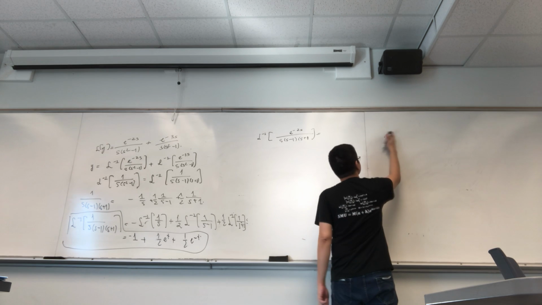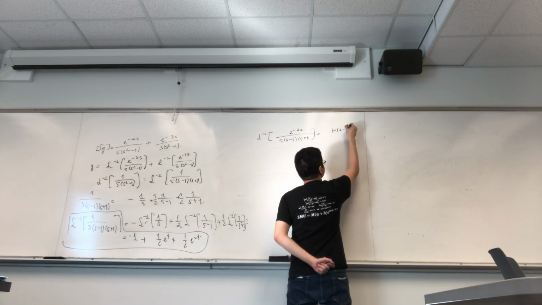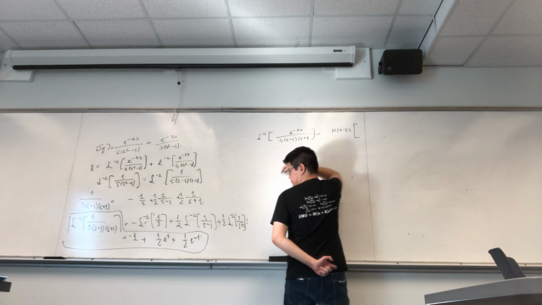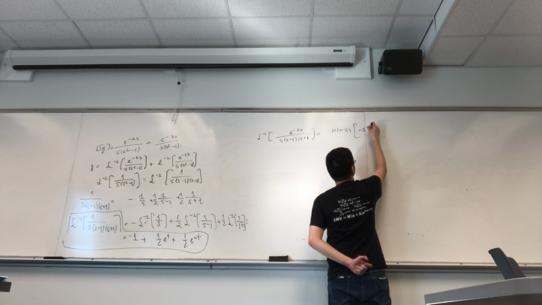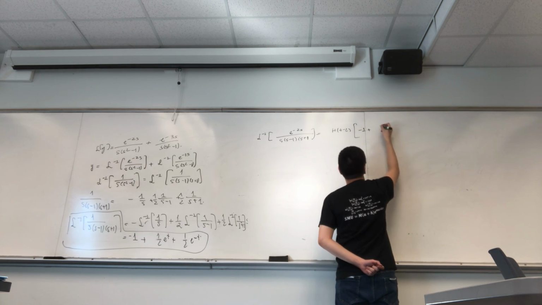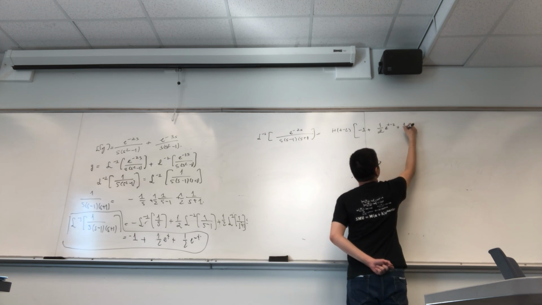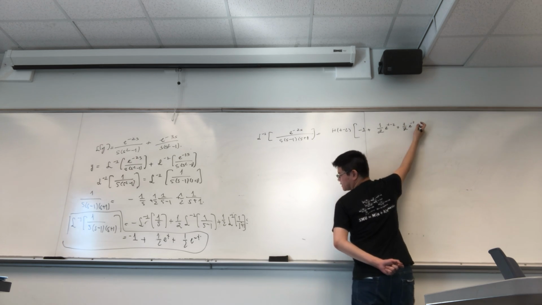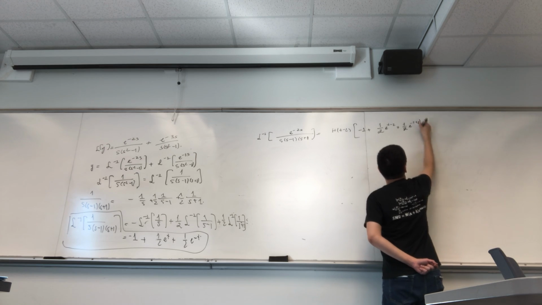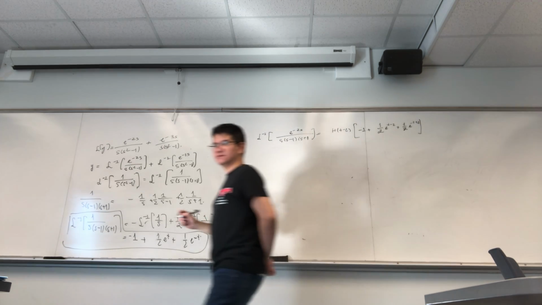So this will be h of t minus 2 multiplied with everything, which is minus 1 is the same: 1/2 e to the t minus 2 plus 1/2 e to the power minus t plus 2. Right?